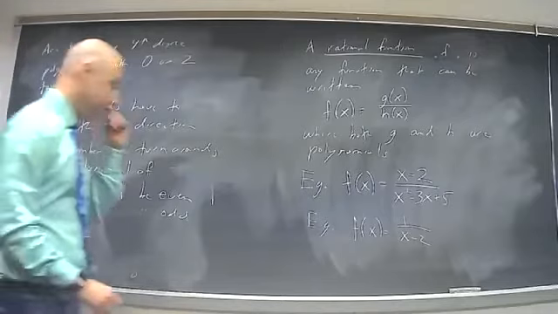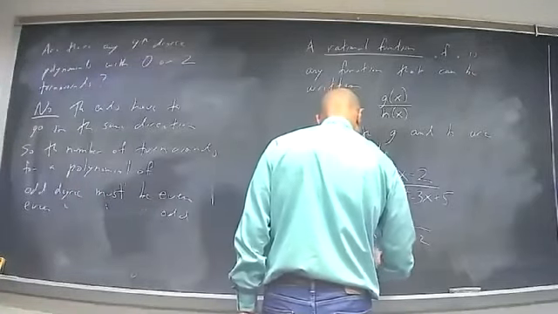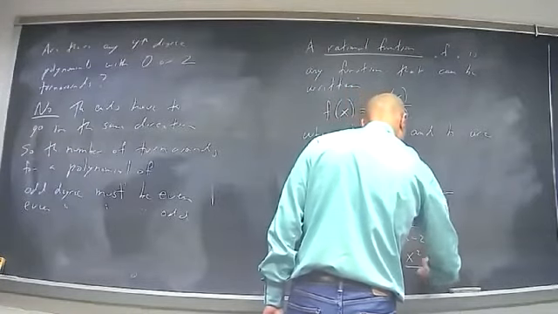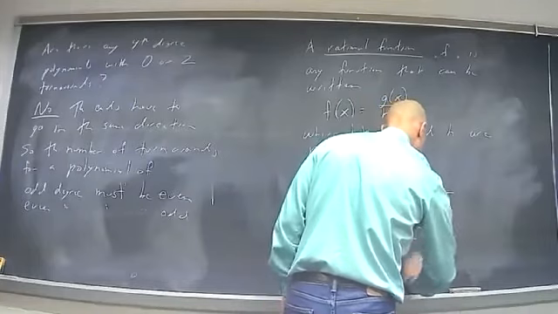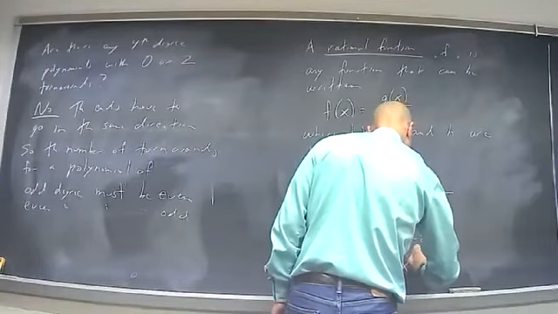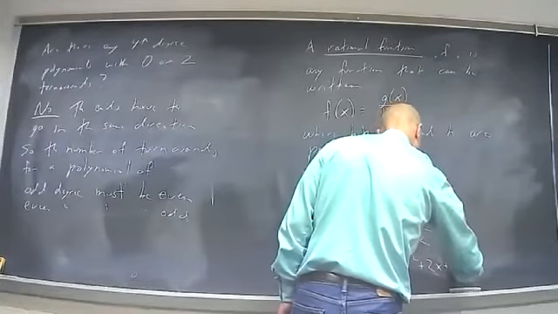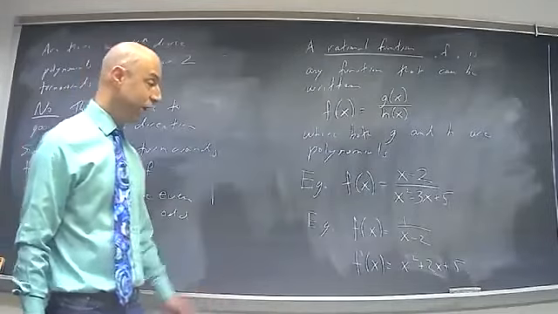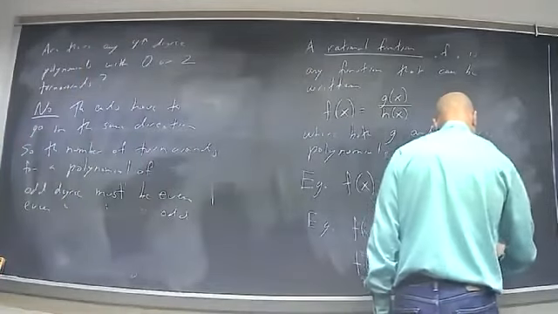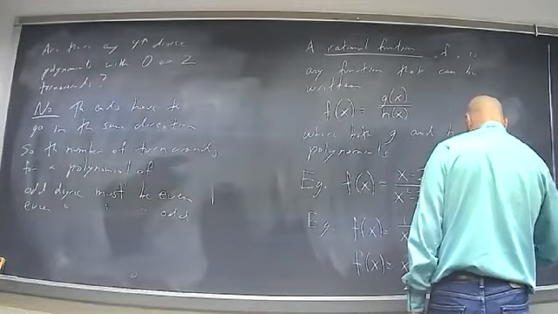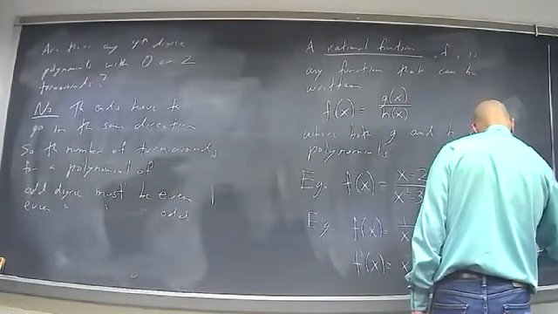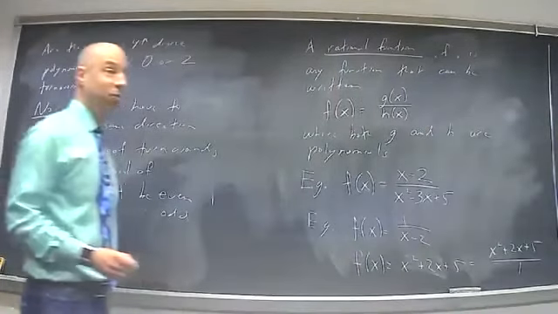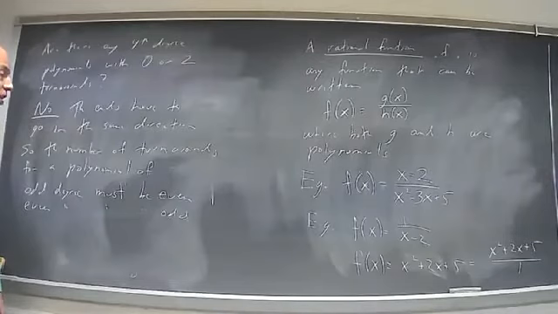Even something like this. That's a polynomial, but I can write it as a rational function. It is a rational function also, because I can write it as x squared plus 2x plus 5 all over 1. So one thing that should be clear to you is any polynomial is also a rational function.